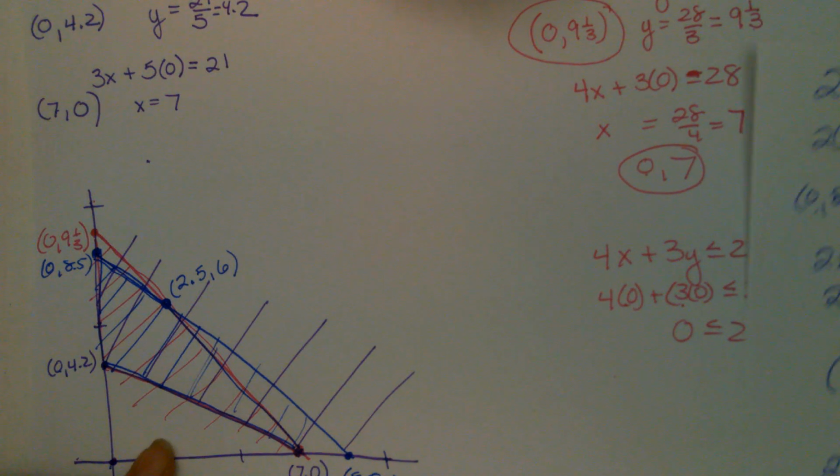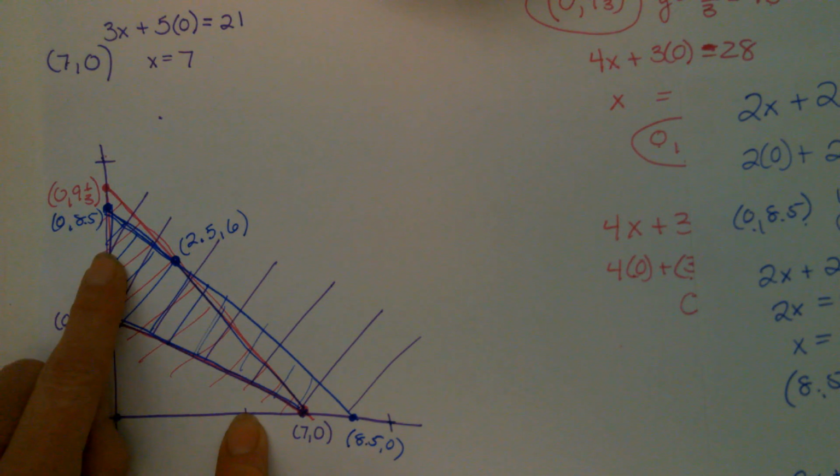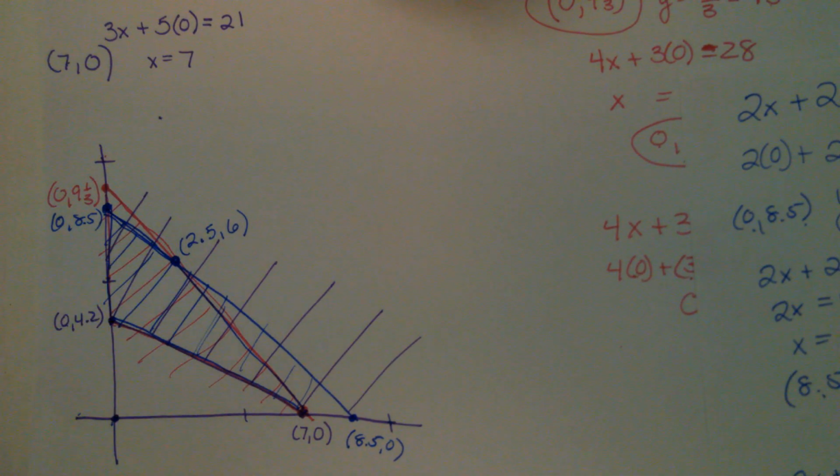But honestly, that looks about right. This looks like it's about halfway between 0 and 5. And this looks like it's greater than 5, because here's where my 5 is. But it's less than all those. That looks like a reasonable answer.